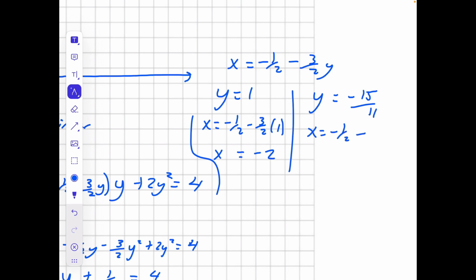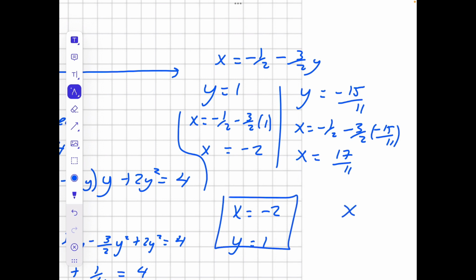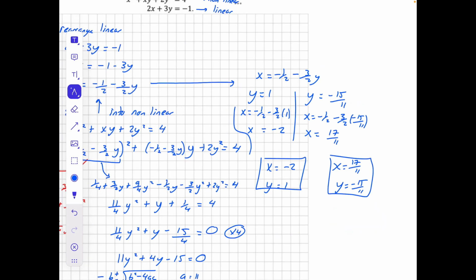And when I sub in my minus 15 over 11, I get out that x is equal to 17 over 11. Okay, so my 2 sets of answers then, x is equal to minus 2 and y is equal to 1, or x is equal to 17 over 11, y is equal to minus 15 over 11.